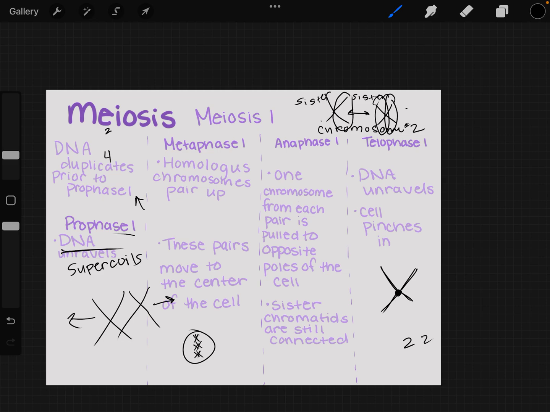So we'll talk about crossing over later. Again, we're going to have the bivalent and synapsis happening when the homologous chromosomes pair up. I put that in metaphase 1, but this is making it seem like that happens in prophase, so I'm not entirely sure which it is. I would say metaphase 1, but yeah. Anyways, I will talk about crossing over later.